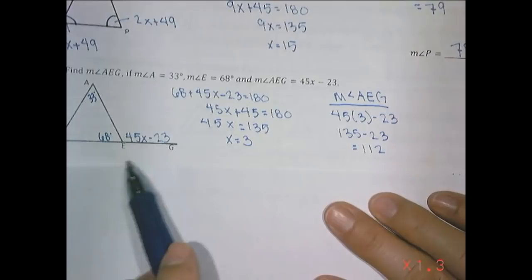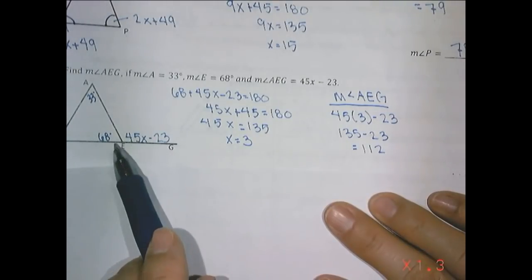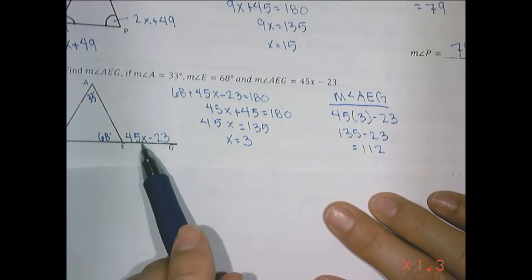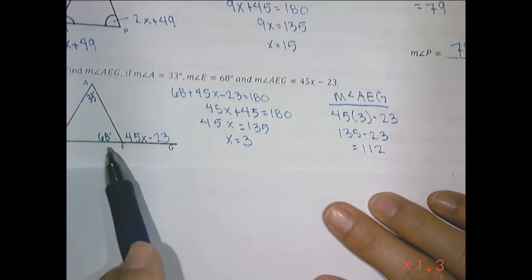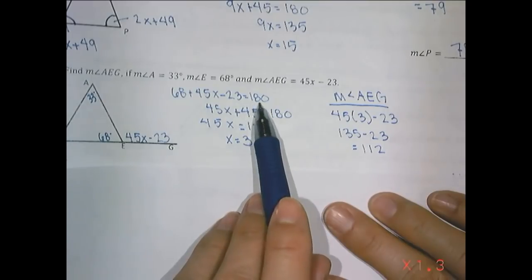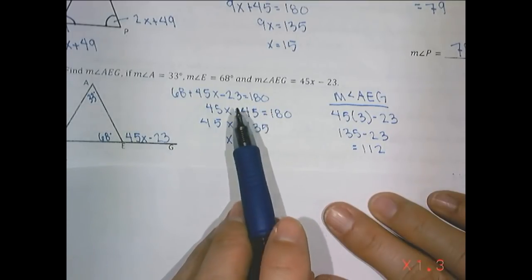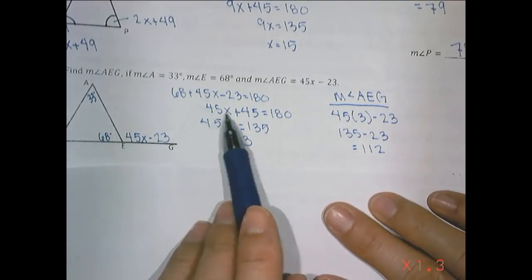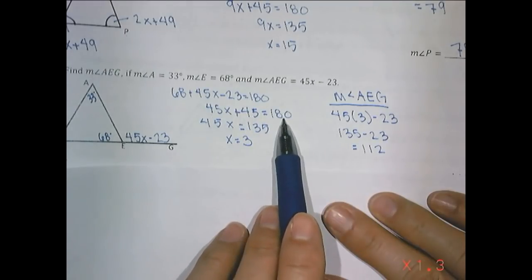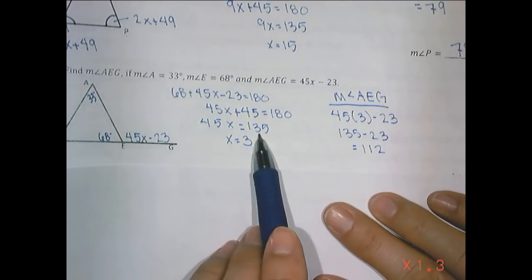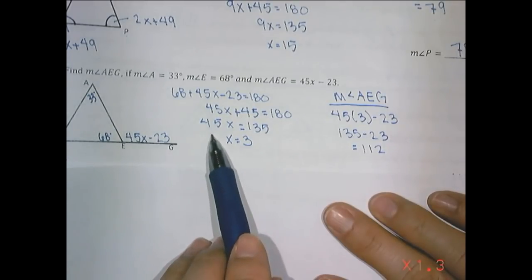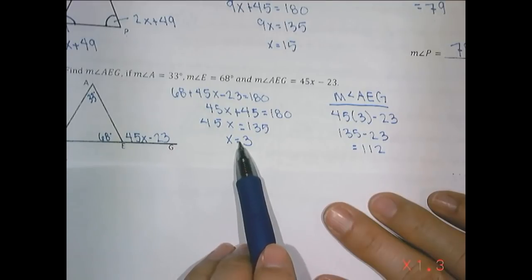So what I'm going to do to find x is I'm going to do 68 plus 45x minus 23 equals 180. These form a straight line. That's why I'm setting them equal to 180. I'll combine like terms and get 45x plus 45 equals 180. I'll minus 45 and minus 45, get 45x equals 135. And divide by 45, x equals 3.